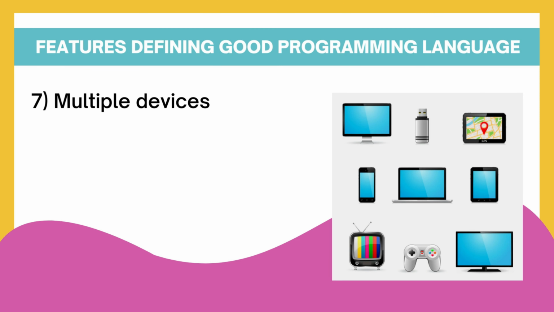Multiple devices. The programming language should also have the ability to create programs that can run on multiple devices. Nowadays, people prefer to work on mobile devices rather than computers. Hence, programming languages must be able to create programs that work on both traditional computer systems and mobile devices.